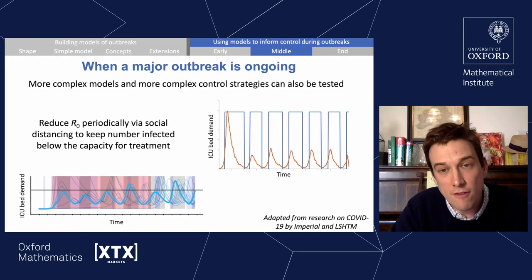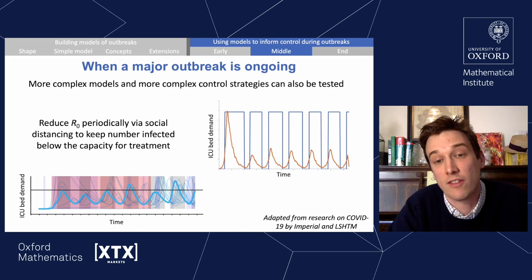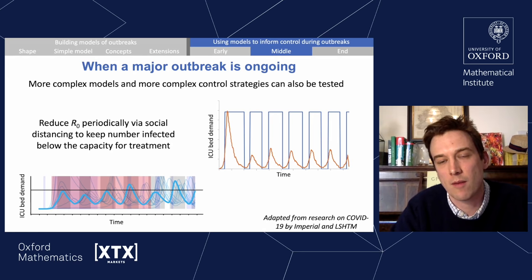And the benefit of this kind of strategy is that it allows you to manage the number of cases of disease at any particular time. And by doing that, you can keep the need for intensive care unit beds low enough. So you can keep the number of infected individuals low enough that hospitals are able to cope with the number of individuals requiring intensive care unit beds.